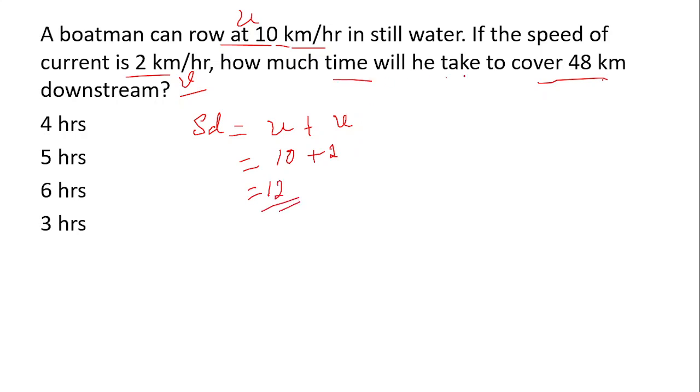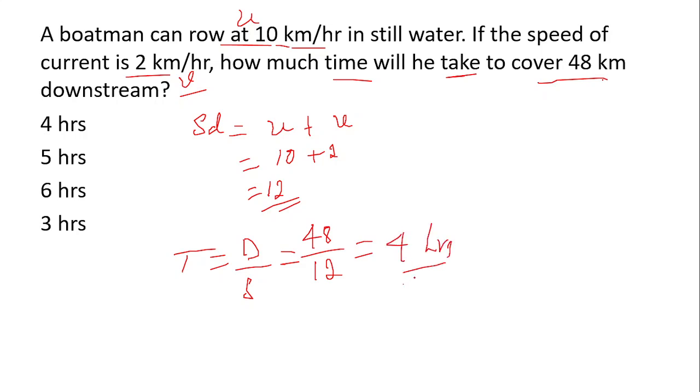Now they are asking how much time. To find time, what is the formula? Distance by speed. They have given a distance of 48 kilometers, and the speed we just found is 12. So this is 4 hours he will take. Option A, 4 hours, is the right answer.